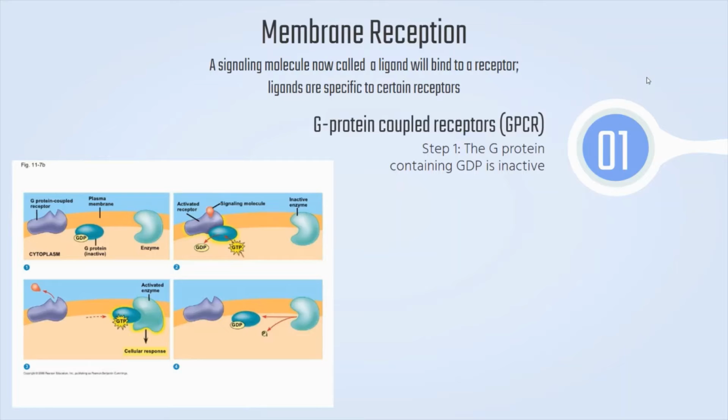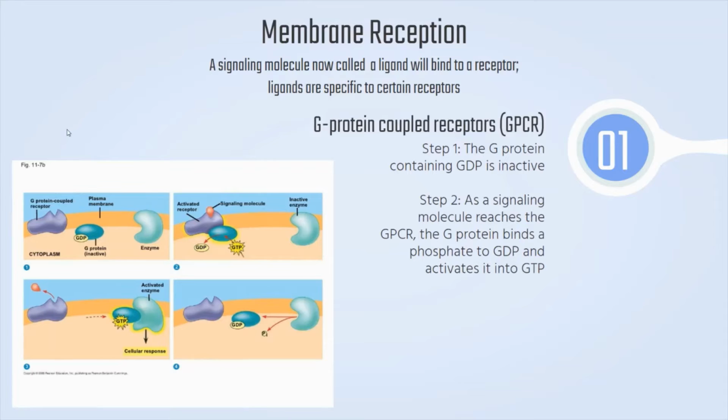So before any signaling molecules appear, the G protein containing GDP is inactive. However, once a signaling molecule reaches the GPCR, the G protein will bind a phosphate group to GDP and activate it into GTP. And this will make it have a lot of energy, similar to how ATP will have a lot of energy.